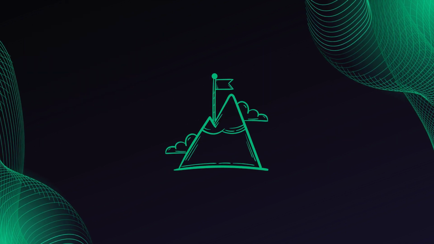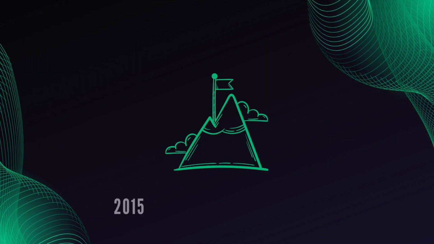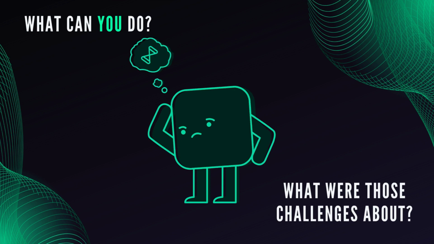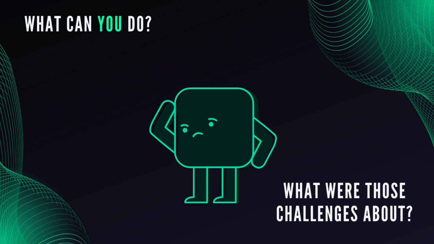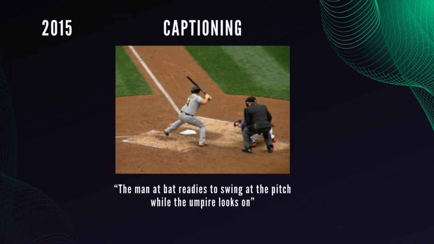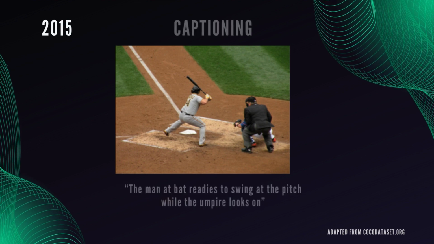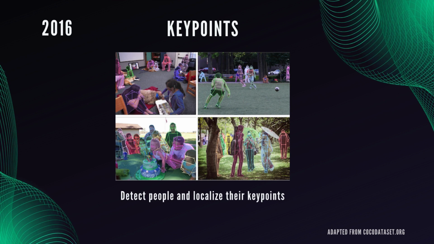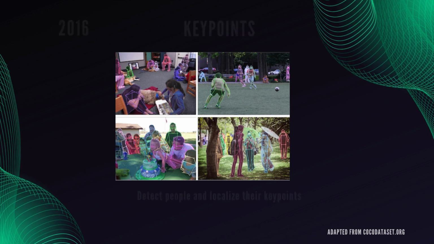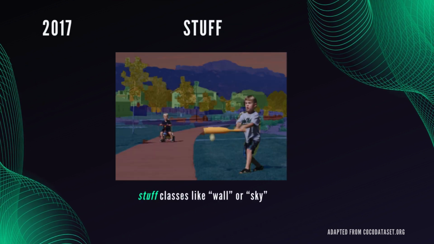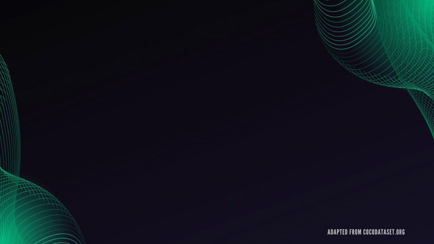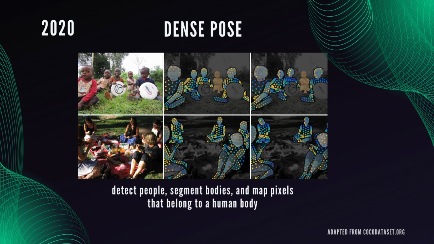They started the tasks that took place yearly from 2015 to 2020. But what can we do with this dataset, and what were those challenges about? In 2015 came the first caption and object detection tasks. In addition, the following years gave rise to more challenges like key point detection, stuff and panoptic segmentation, as well as dense estimation of human pose in 2020.